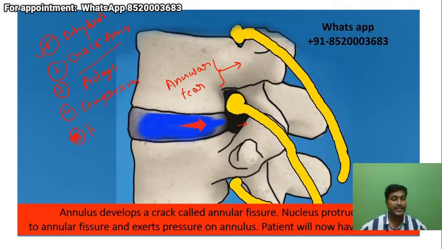So what are the patient's symptoms at this point? At this point, the patient will have diffuse, deep-seated back pain. What is very important is that it is very diffuse. When you ask the patient to tell where the pain is, the patient will have pain. Dr. Sandesh is saying there is no pain. No, this annular tear which I am showing here will cause pain.